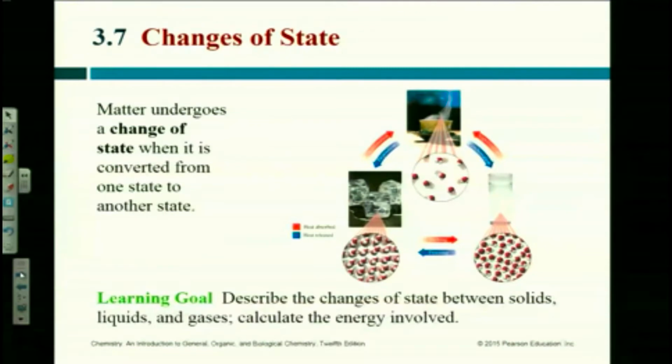Now, when something changes from one state to the other, it's called a change of state. You see they have a little triangle up here; we're going to talk about that triangle in a little bit. The most common one you think about is melting and freezing. Melting is going solid to liquid. Freezing is going liquid to solid. Now, if we have water, at what temperature does ice melt?